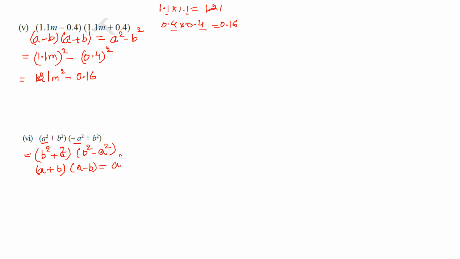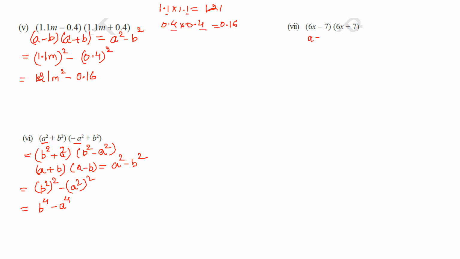It is equal to a square minus b square. So if I use that identity, it will become b square whole square minus a square whole square. So it will be b raised to the power 4 minus a raised to the power 4. So this is the sixth question. Now seventh question, 6x minus 7 into 6x plus 7.